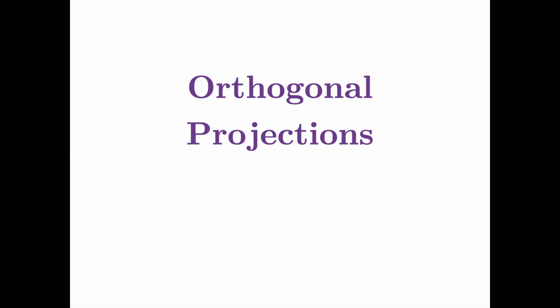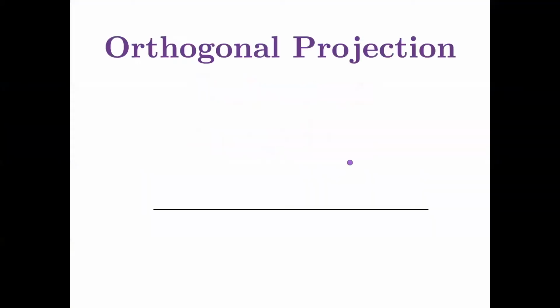In this video, we'll explore and define the concept of orthogonal projection. Here, I have drawn a purple point and a black line. That black line is a subspace. It's the span of a single vector.